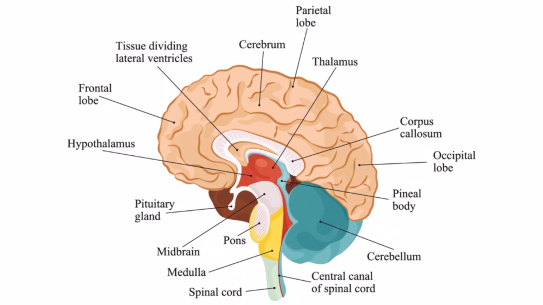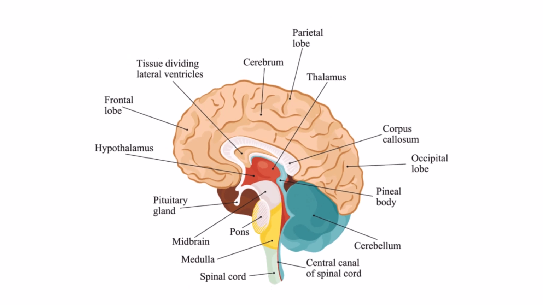So the structures of the brain are shown clockwise, labeled as spinal cord, medulla, pons, midbrain, pituitary gland, hypothalamus, frontal lobe, tissue dividing lateral ventricles, cerebrum, parietal lobe, the thalamus, corpus callosum, occipital lobe, pineal body, cerebellum, and central canal of the spinal column.